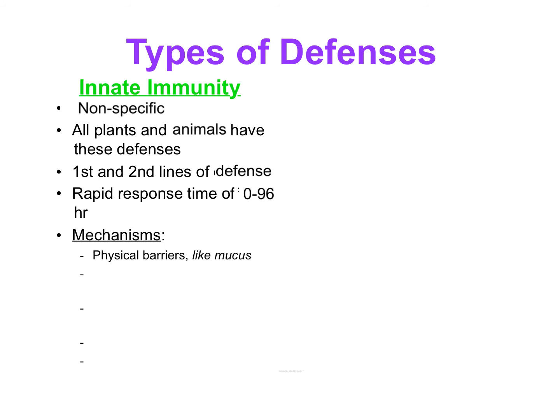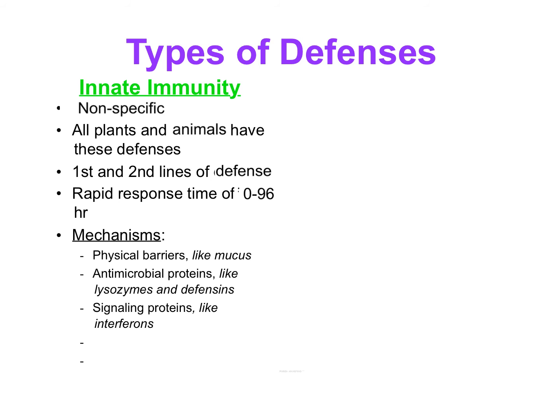Another example is antimicrobial proteins like lysosomes and defensins. If we remember lysosomes, they are an organelle, and if you remember, they cause apoptosis, which is programmed cell death. They're also out killing things in the cells. They're full of enzymes that are going to be able to break down things really fast. Another example then is signaling proteins like interferons, which allow your cells to communicate with each other.